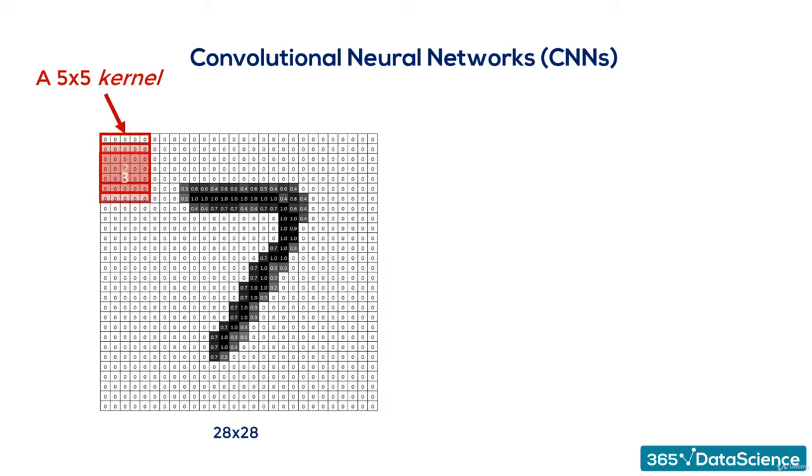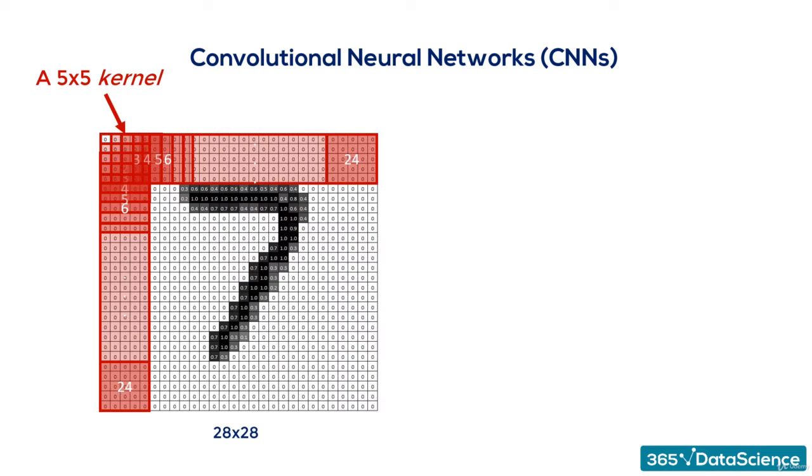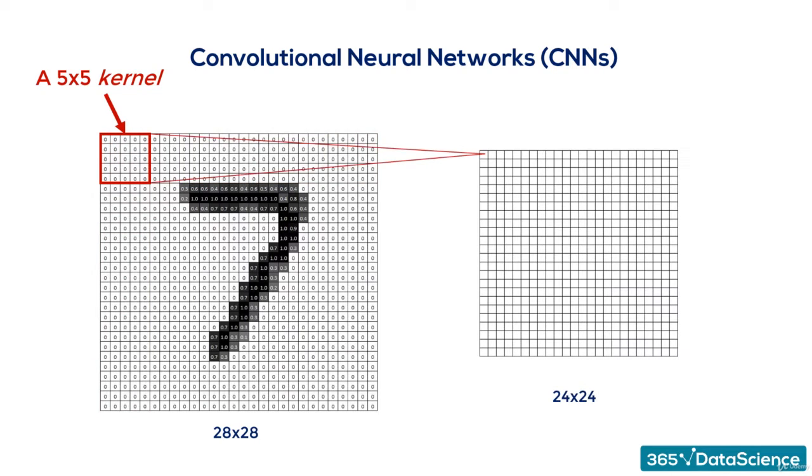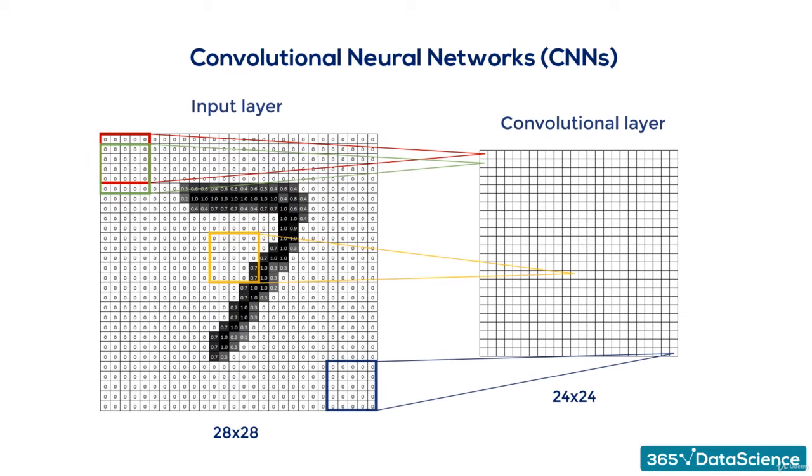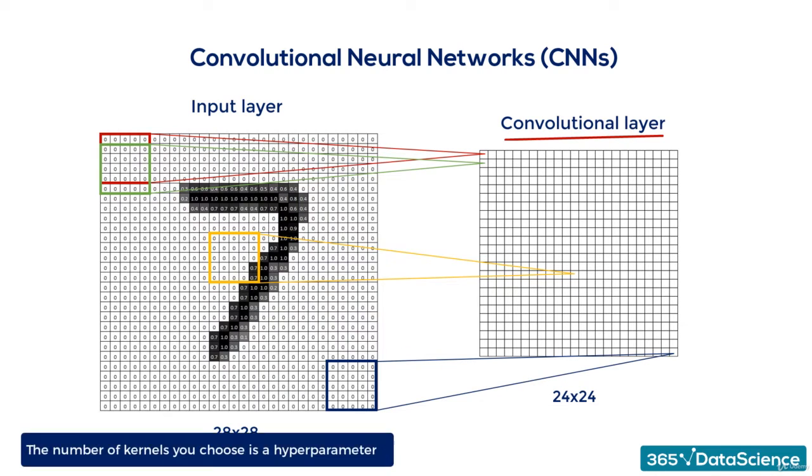So, if we start from the top and continue down, we can count a total of 24 5 by 5 squares. The same applies if we go from the left to the right side. Therefore, the next layer is 24 by 24, which is the number of 5 by 5 submatrices. This is called convolution. The layer that we get is called a convolutional layer. The number of kernels you choose is a hyperparameter, and you are not restricted to a single kernel.